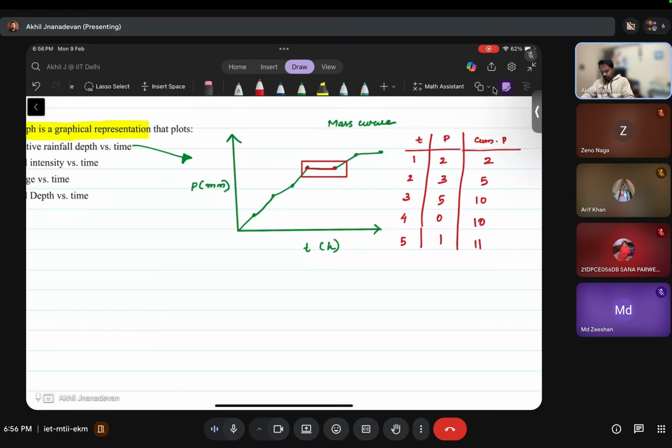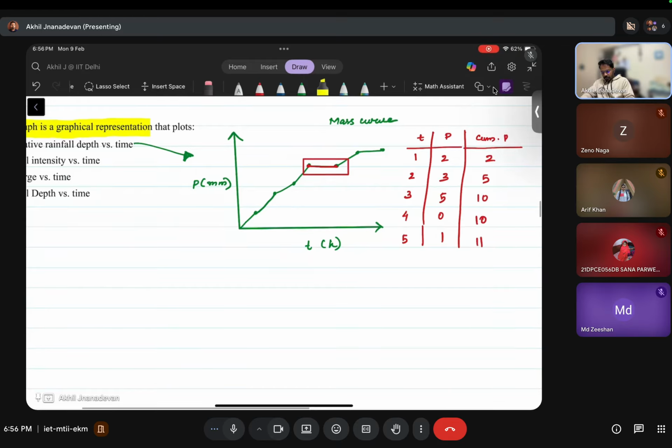So if you could see here, for both the values at hour 3 and 4, it is 10. So what actually happened is that no rainfall happened. When no rainfall happened, the cumulative mass curve will be a horizontal line.